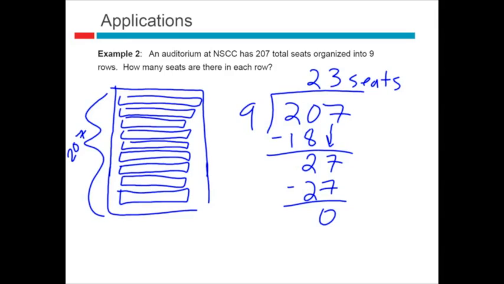Well, in order to figure that out, we know we have 9 rows, and we have 23 seats in each row. So let's see how many total seats that will give us. 3 times 9 is 27. And then we move over to the tens place. And 2 times 9 is 18. And if we add these two numbers together, 27 and 180, we do in fact get 207, which is the total number of seats, which is exactly what we want. Awesome.